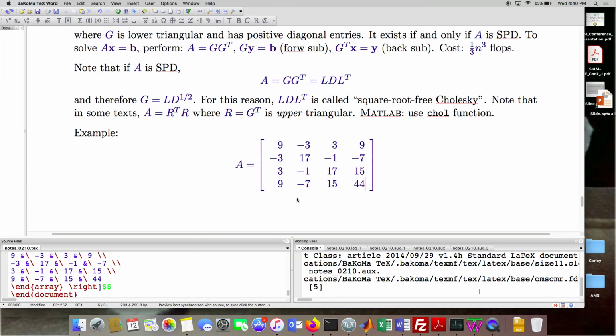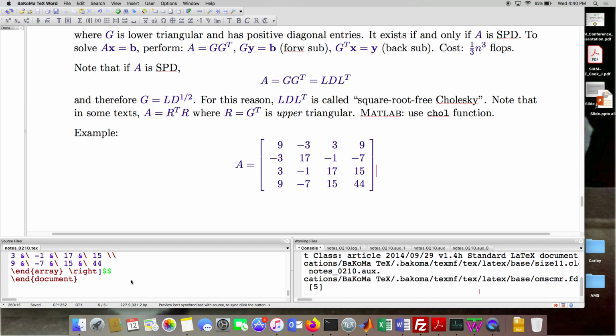All right. So as I mentioned, symmetric positive definite matrices are allowed to have negative entries. They just have to be off the diagonal. And also notice the largest entry in the whole matrix, 44, sits on the diagonal, and the second largest entry is on the diagonal as well.